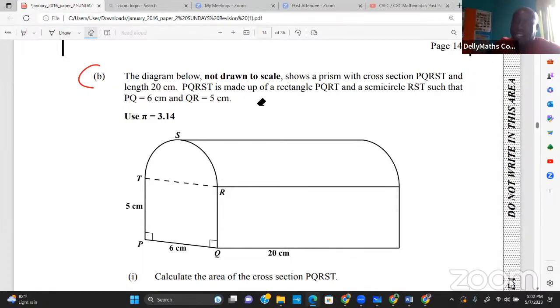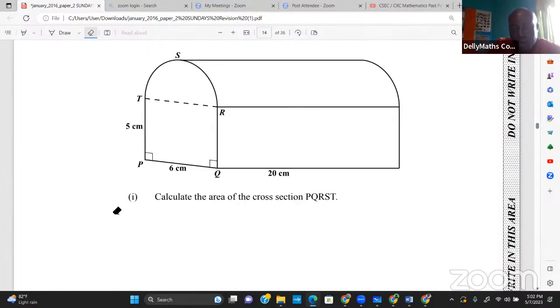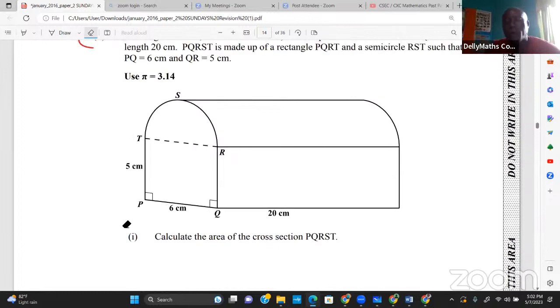PQRST is made up of a rectangle PQRT and a semicircle RTS. So we're seeing the rectangle and the semicircle there, the measurements, and everything. First question, calculate the area of the cross section. We could talk about it.